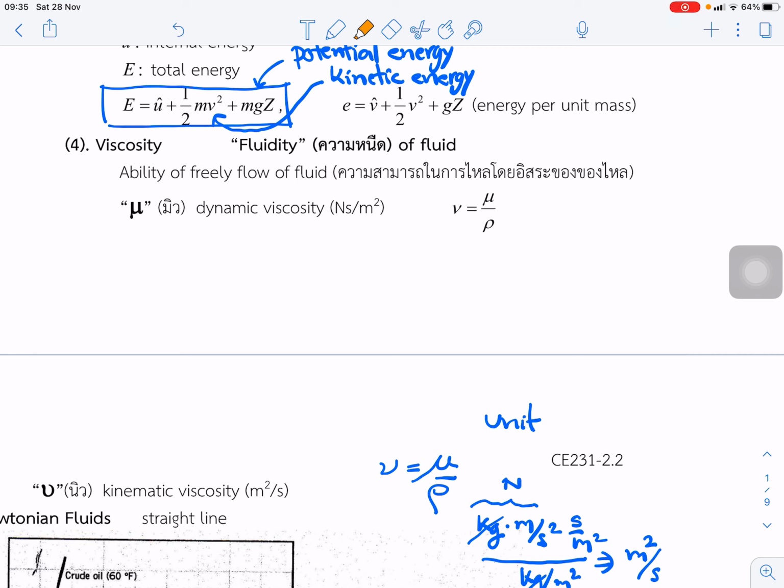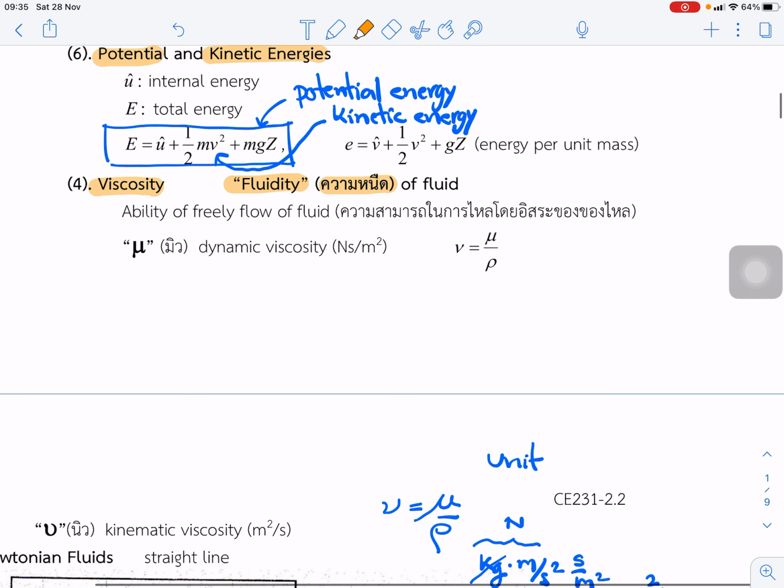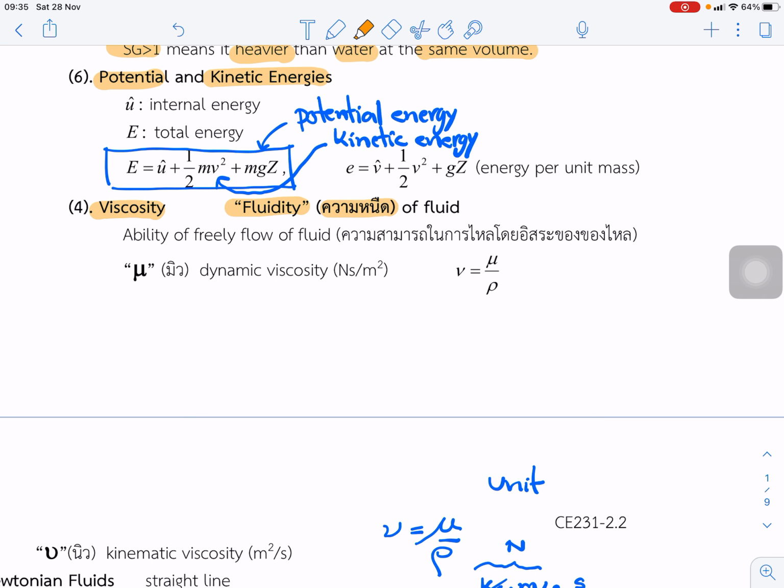Part 2 of lecture 2: viscosity, fluidity, or what we call ความหนืด. Before we go to these topics, we go back to the previous property. Total energy E is equal to internal energy plus the kinetic energy plus potential energy. We divide E by mass, so we get this equation.